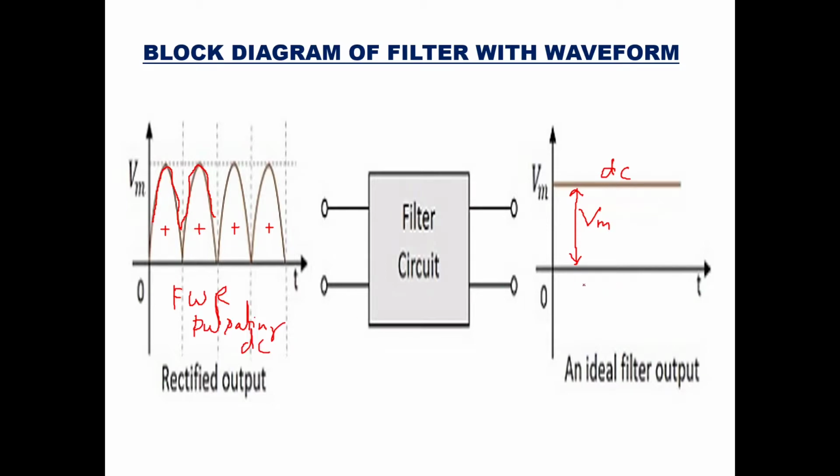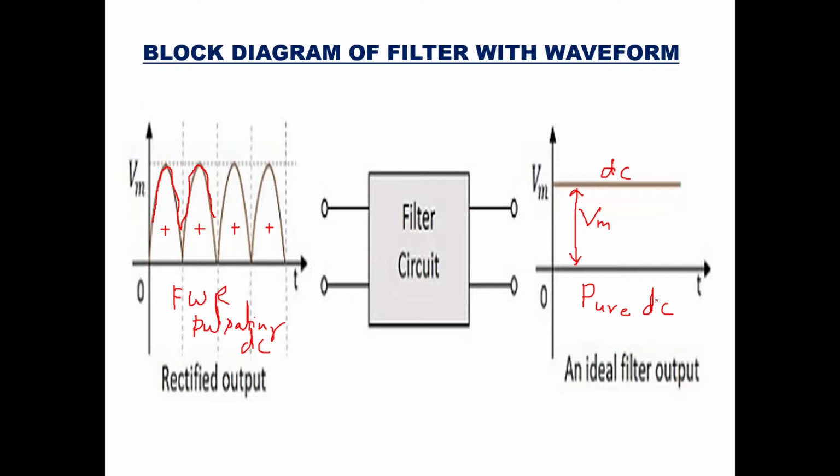And here whatever we have is a pure DC. This is an ideal filter output what we have shown here. A straight line should come, it should not be pulsating, it should not contain any AC component in it. A rectifier will convert AC to DC, but the DC we get at the output of a rectifier is not pure DC, it is pulsating DC.